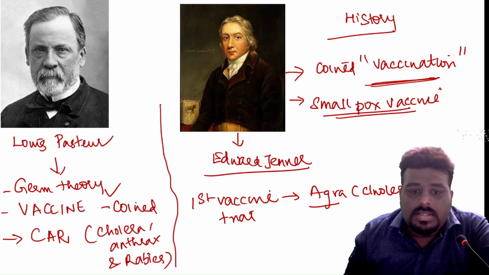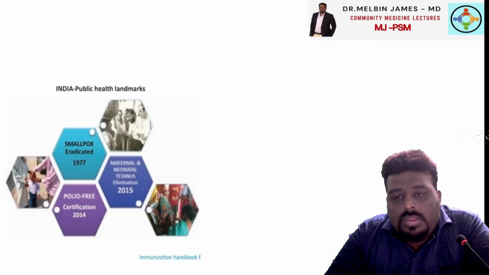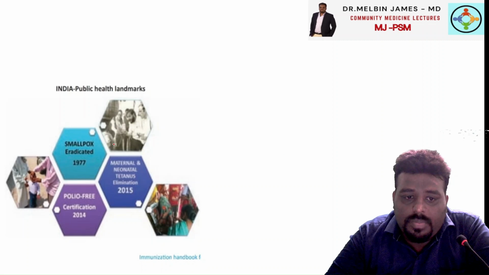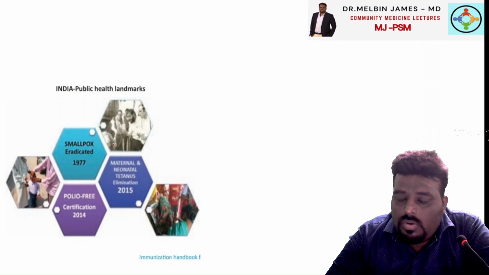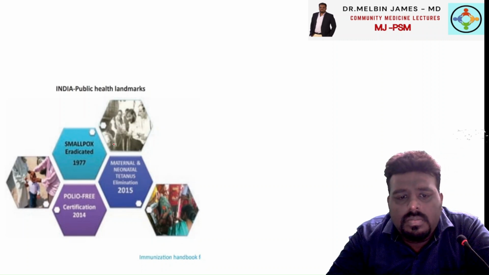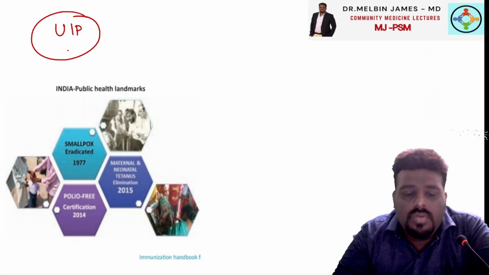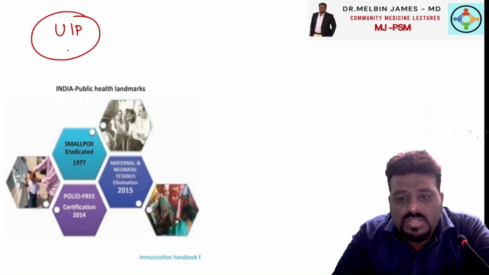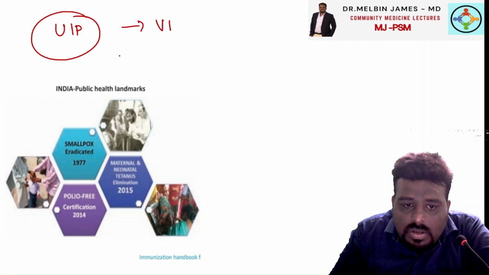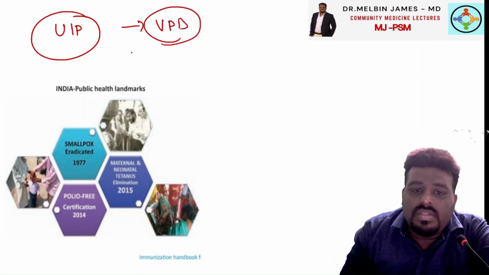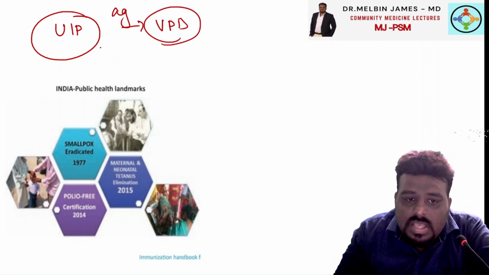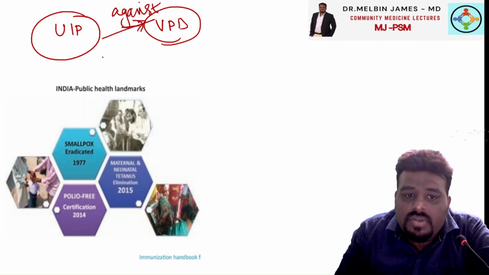Have you ever thought why we need an immunization program? Many millions of babies are born every day, and why do we need a universal immunization program? The program is called the Universal Immunization Program. The purpose of administering the vaccines to our child from birth itself is to prevent the vaccine preventable diseases. The program works mainly against the vaccine preventable diseases.